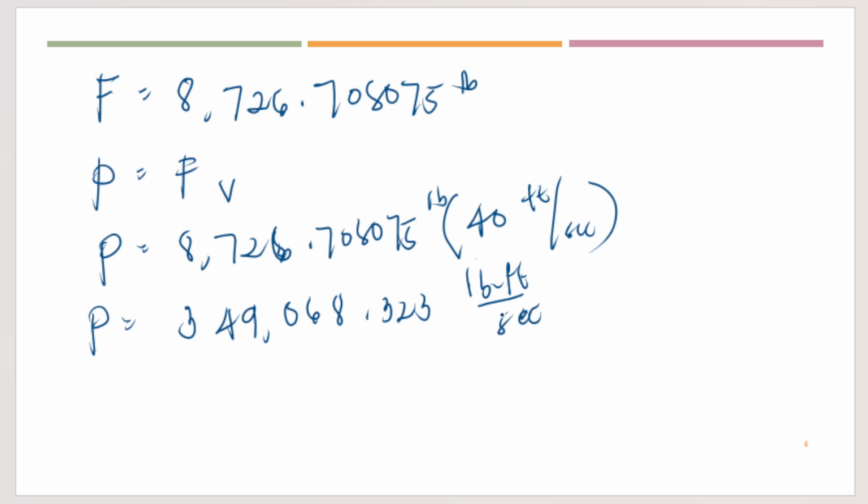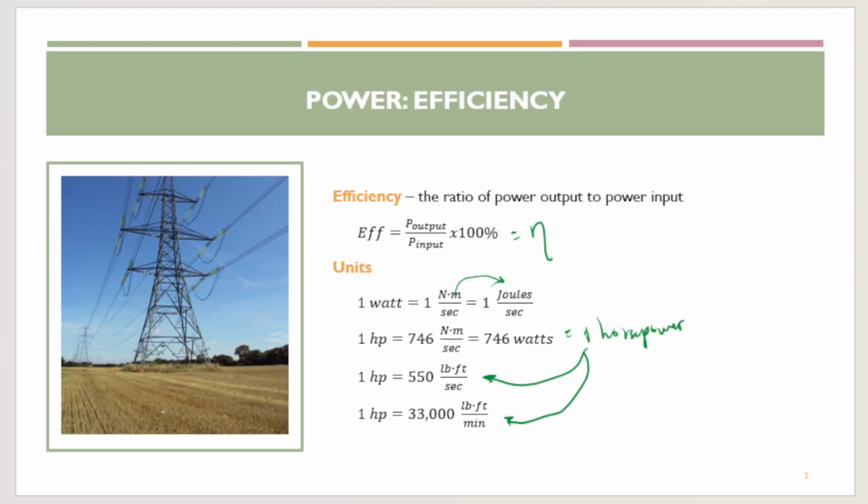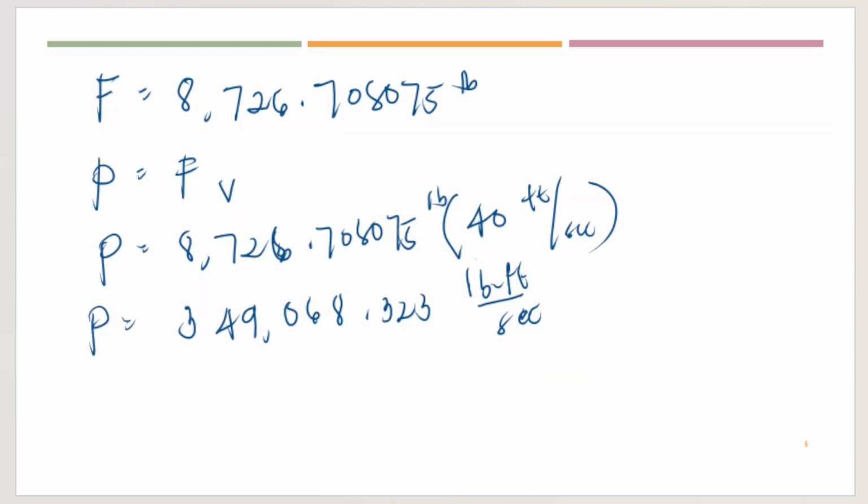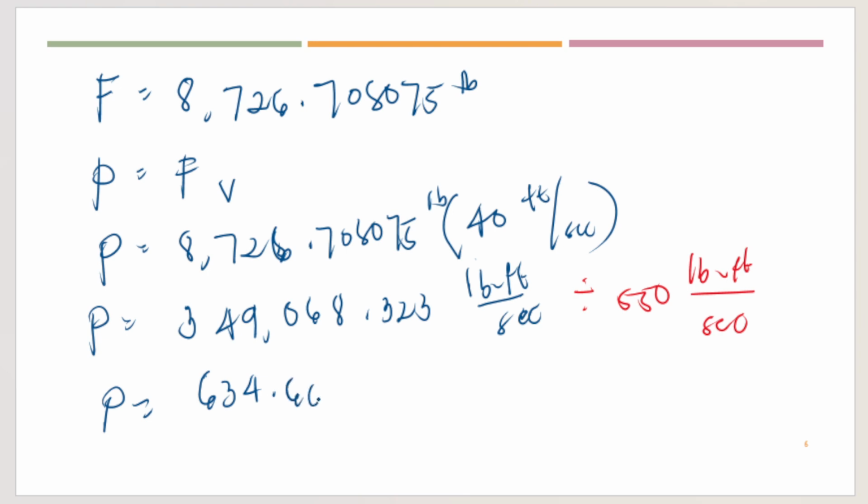Or if we convert it into horsepower, to convert that, 1 HP is 550 pound-foot per second. So, we divide by 550 pound-foot per second so that our power will be equal to horsepower. So that will be equal to 634.6696781 horsepower. And this is our answer.